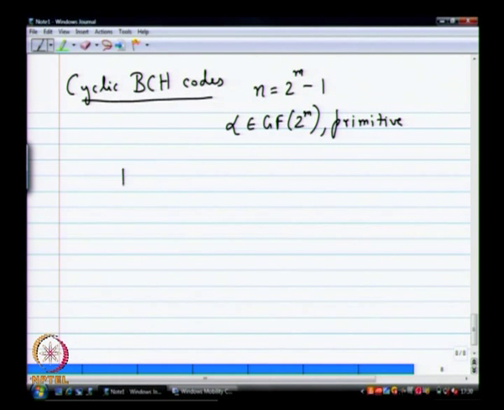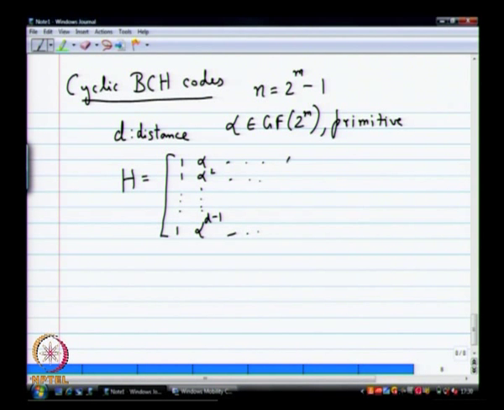Then you define a parity check matrix. Suppose the design distance is d. You go ahead and do this: alpha, alpha squared, up to alpha power d minus 1. I'll let you complete it, you know what it means. Then the final thing would be alpha power n minus 1, alpha squared power n minus 1. Remember, n is equal to 2 power m minus 1.